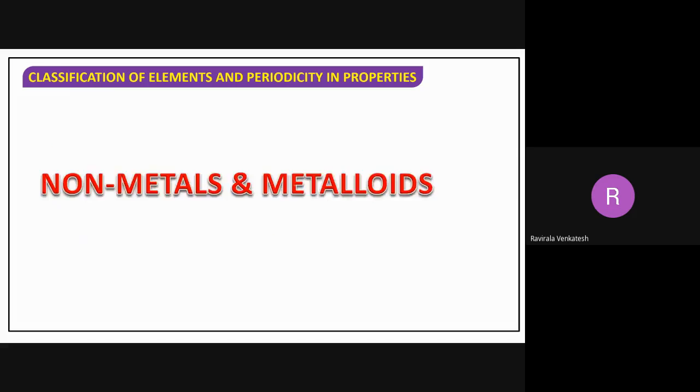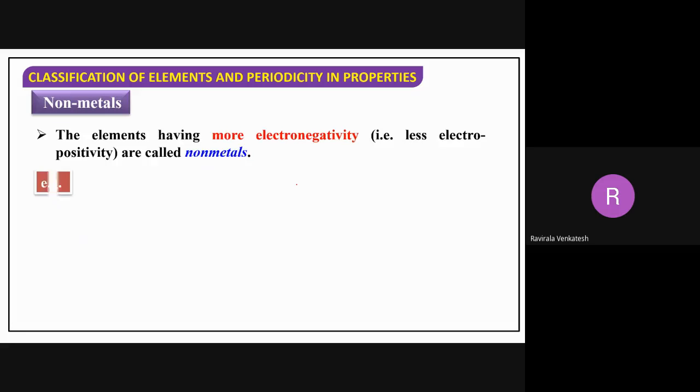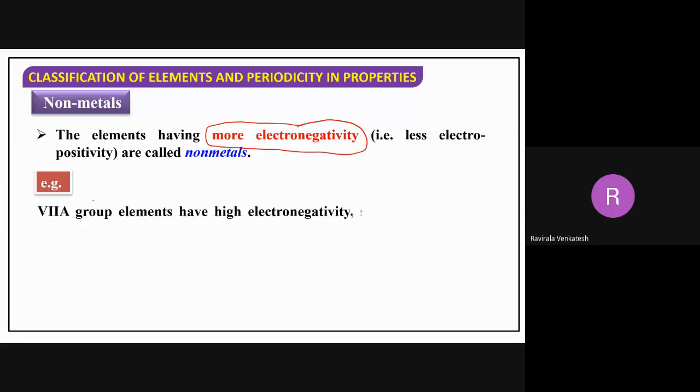What about the non-metals and the metalloids? Small topic it is, non-metals. They are more electronegative. Generally, metals are what? More electropositive. But non-metals are more electronegative. For example, we'll take the 7th A group. Generally, what are the 7th A group? Highest electronegative, highest non-metallic character. First A group is what? Highest metallic character, highest electropositive character.